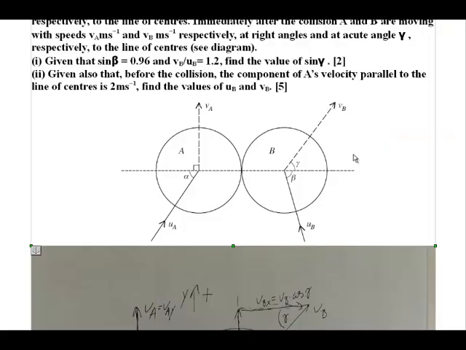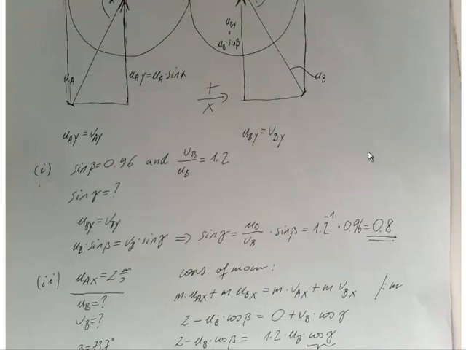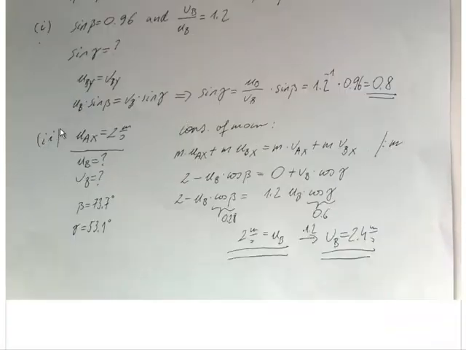Given also that before the collision the component of A's velocity parallel to the line of centers is 2 meters per second, find the value of UB and VB. So we know that UAX is equal to 2. We have to find out UB and VB. We can calculate beta and gamma from here.